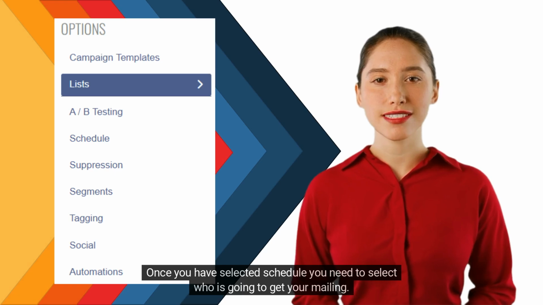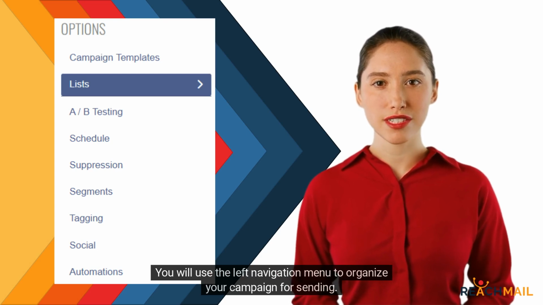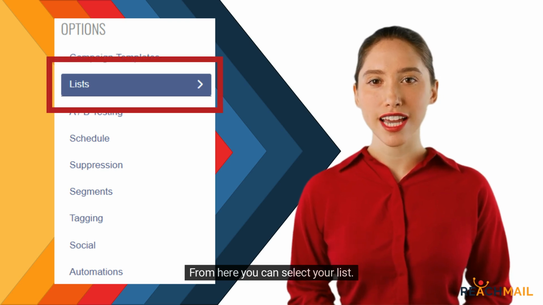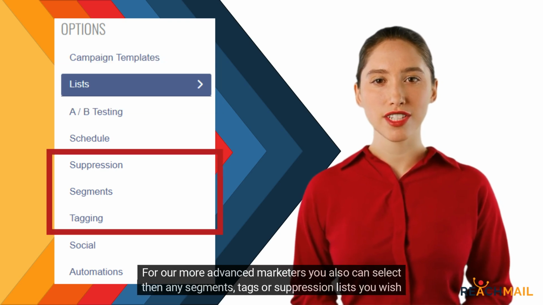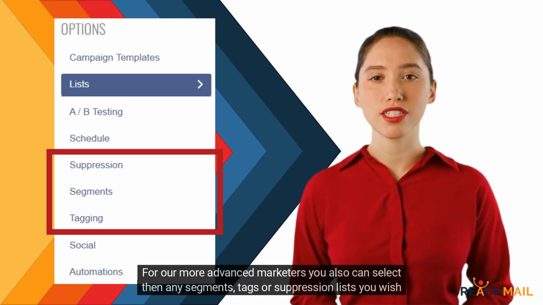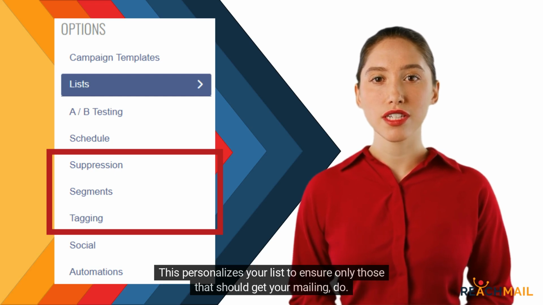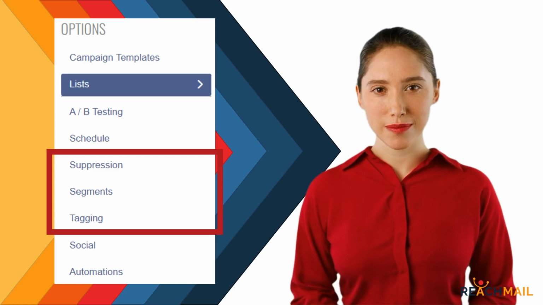Once you have selected Schedule, you need to select who is going to get your mailing. You will use the left navigation menu to organize your campaign for sending. From here, you can select your list. For our more advanced marketers, you also can select any segments, tags, or suppression lists you wish to use. This personalizes your list to ensure only those that should get your mailing do.